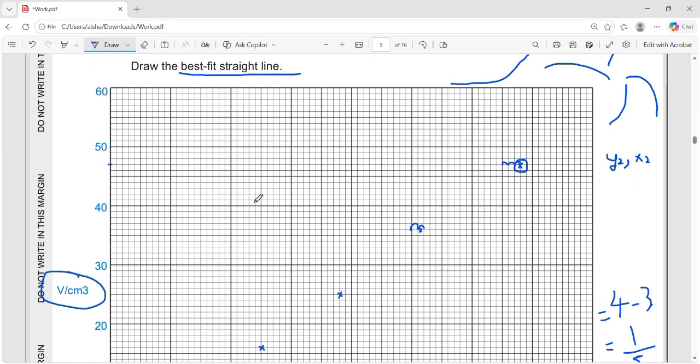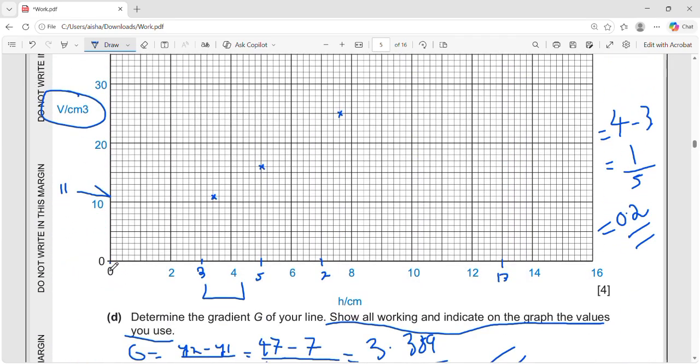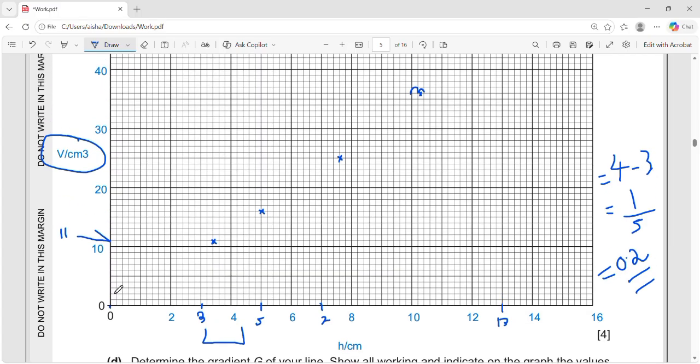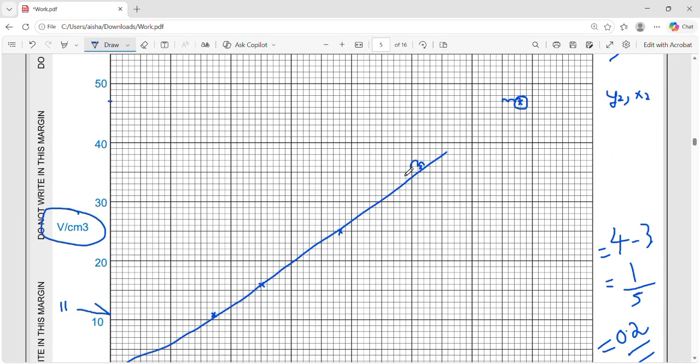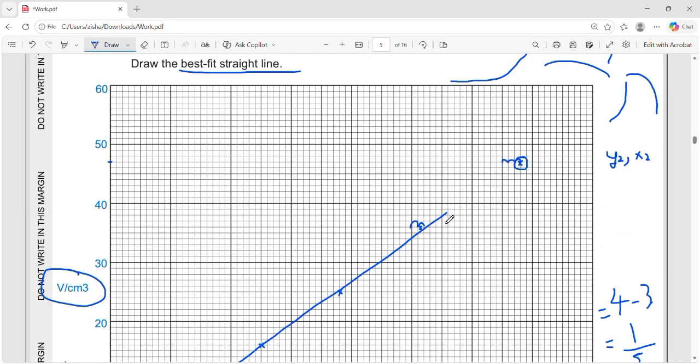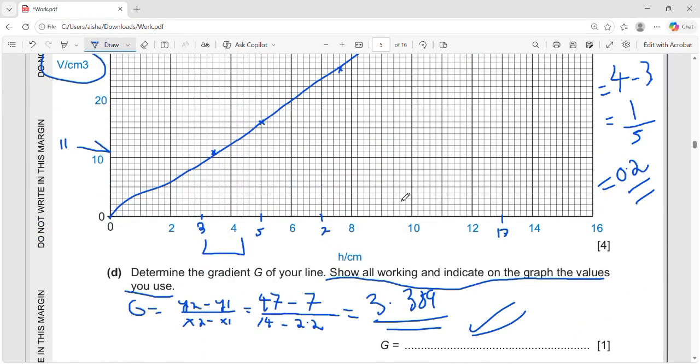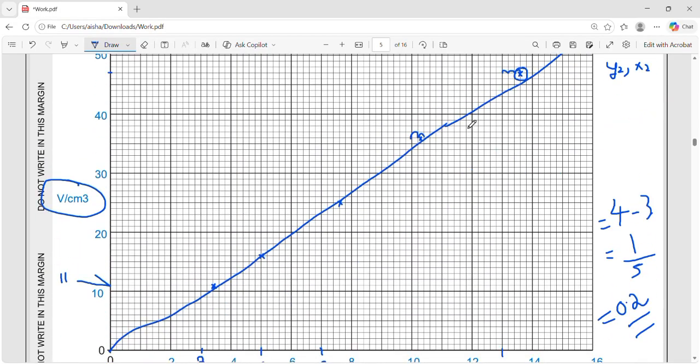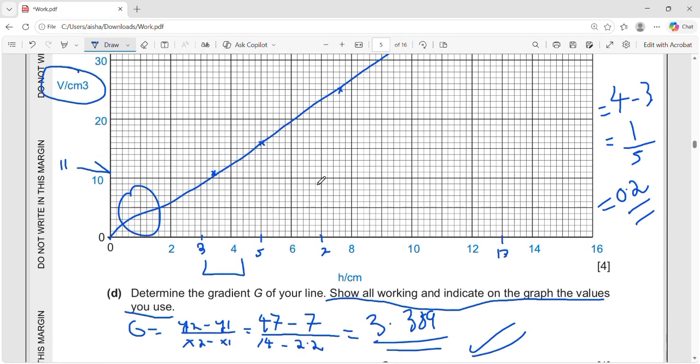Since I don't have a ruler right now, I'll just make an approximate line of how it will look, something like this, right? At least 2 to 3 points are covered, and you can obviously extend it, and it has to be a straight line. Okay, no curves like this over here. I've just drawn it approximately. Okay, then we come to the next part.